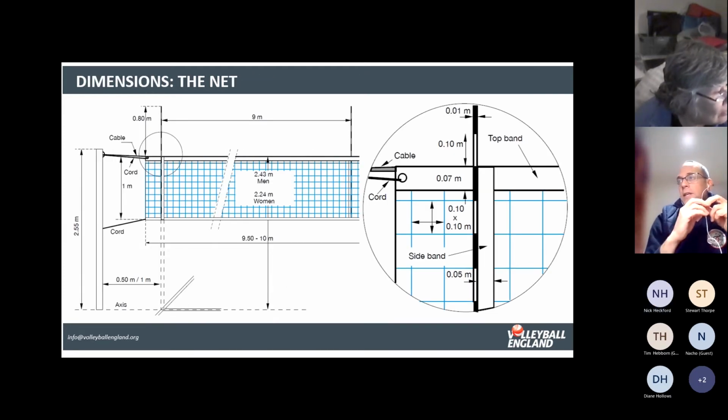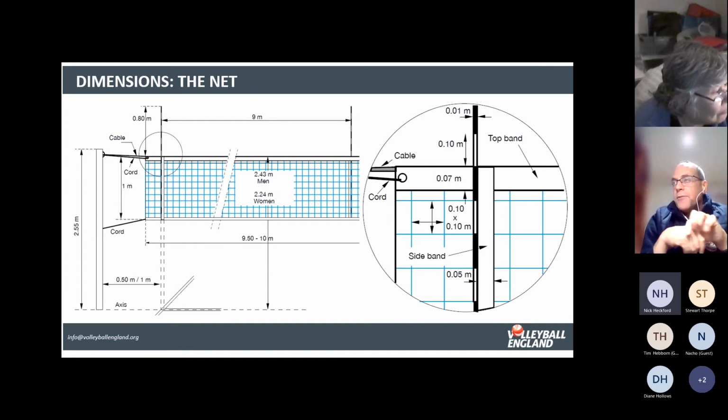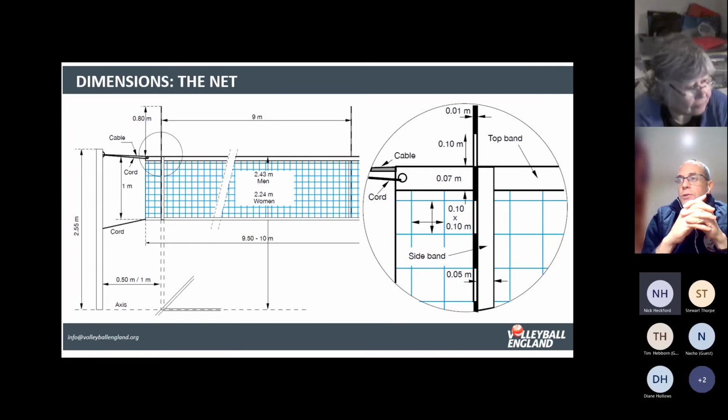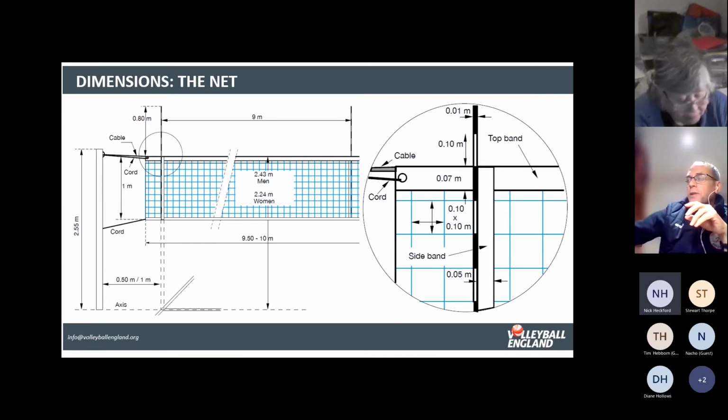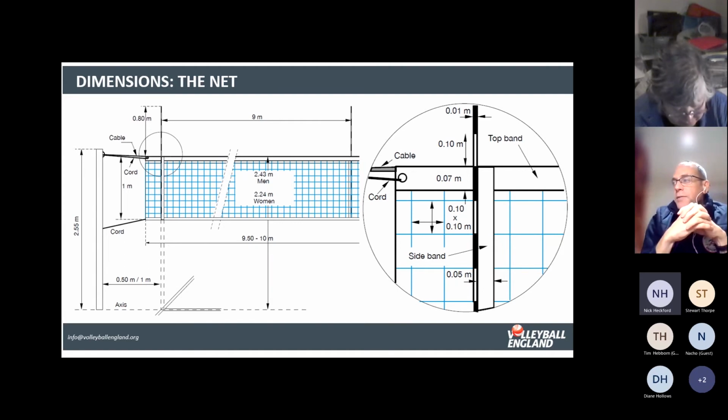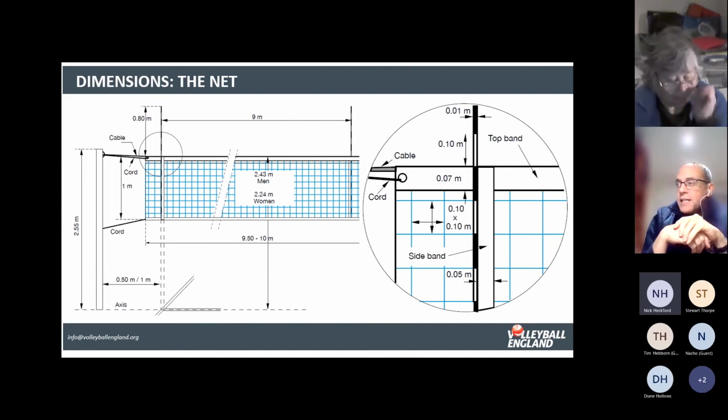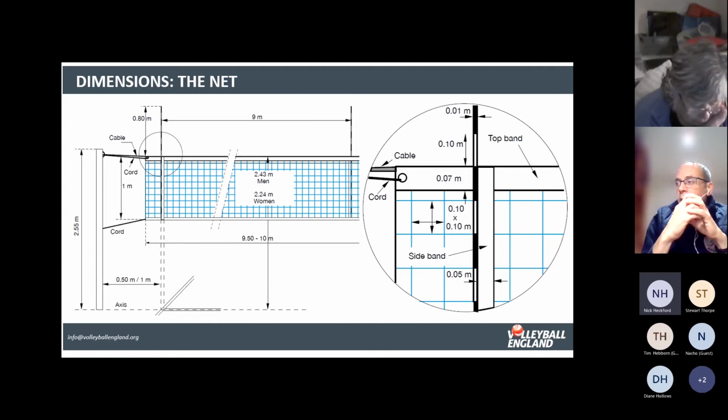Okay. So here's the handy diagram from the rules, looking at the net with all of the various cables and measurements, and what you've got. So we've just covered all of that. The one thing here is that you can see that you've got a mesh of the net of 10 centimeters by 10 centimeters. Now that mesh can be smaller than that.